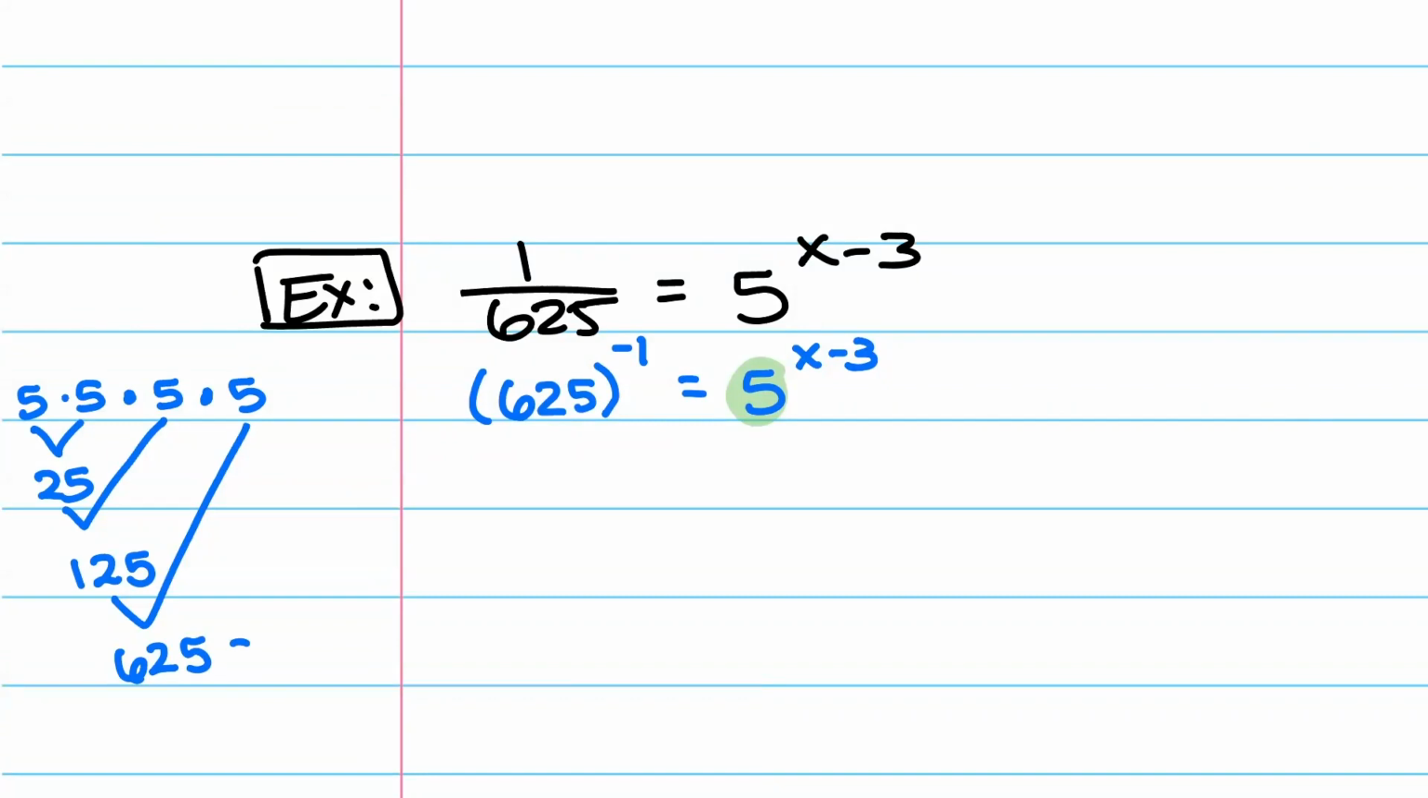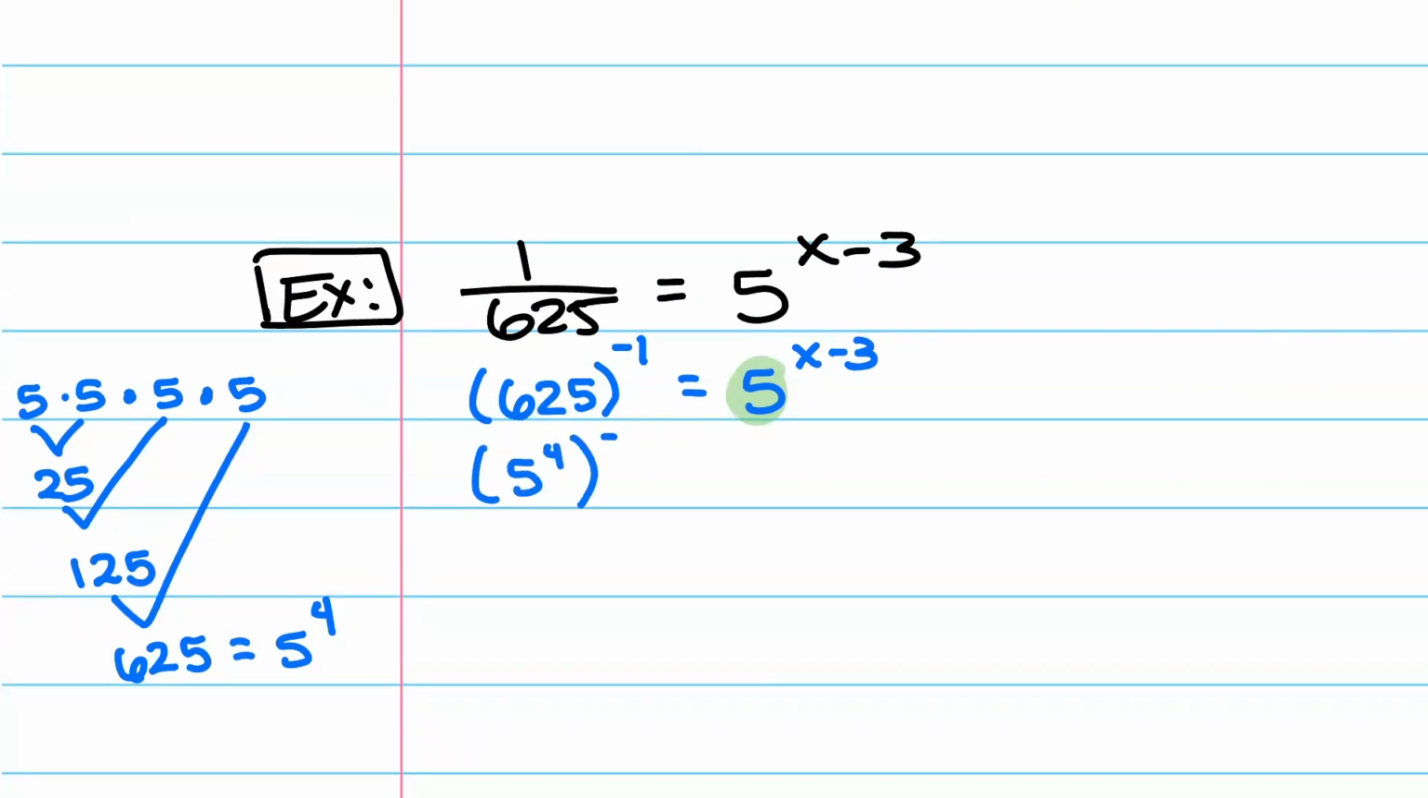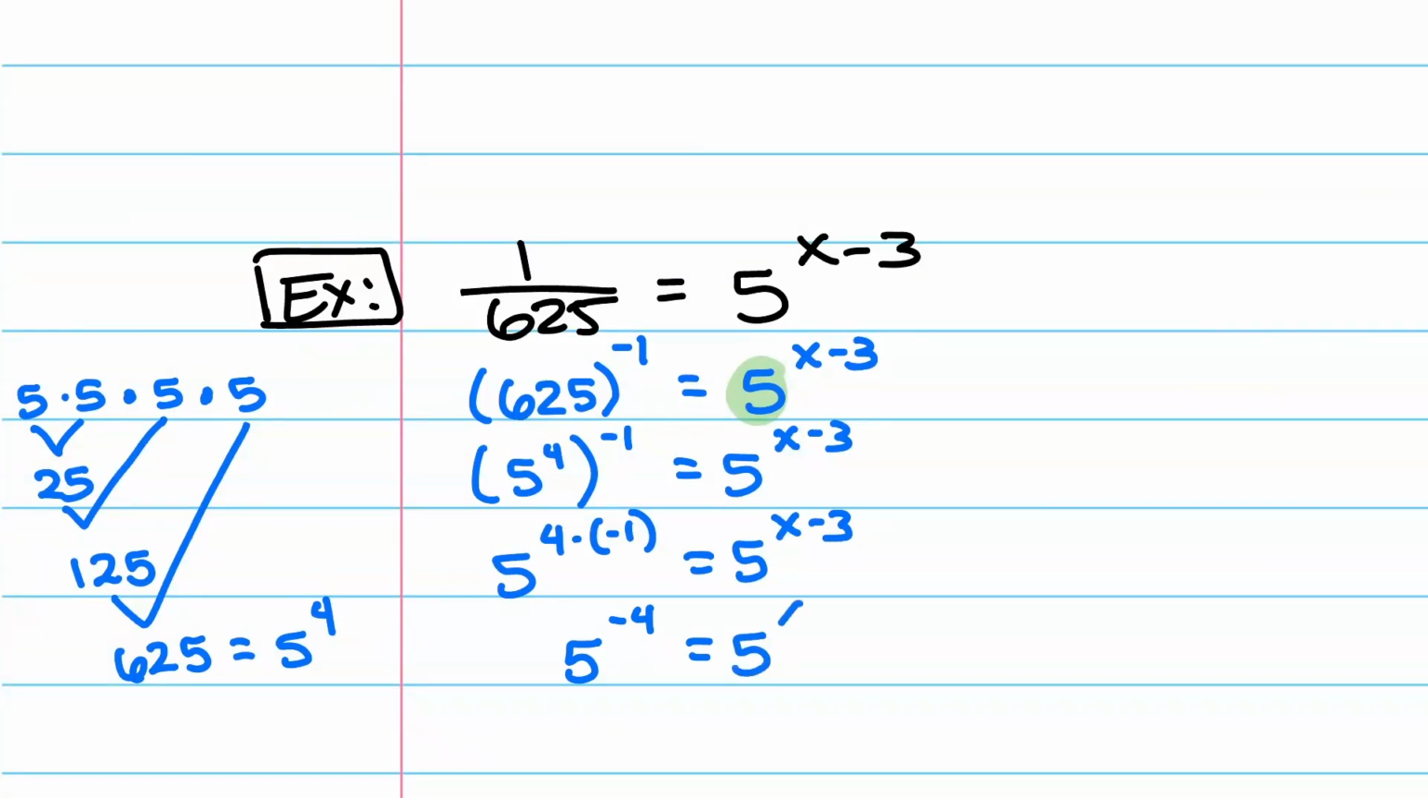So 625 is the exact same thing as 5 to the 4th power, which means I get to replace that 625 with 5 to the 4th. Instead of 625, I'm going to rewrite this as 5 to the 4th power. Don't forget that negative 1 on the outside, is equal to 5 to the x minus 3. I got an exponent to an exponent, which means I need to multiply these things. That's going to be 5 to the 4 times negative 1 is equal to 5 to the x minus 3. That's 5 to the negative 4 is equal to 5 to the x minus 3.